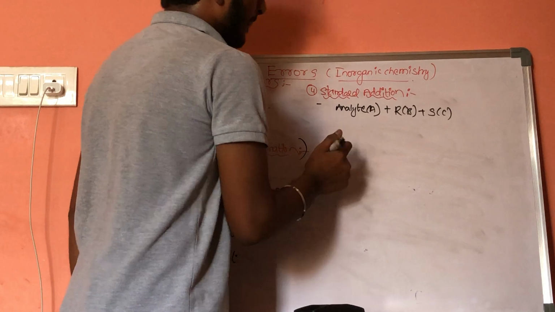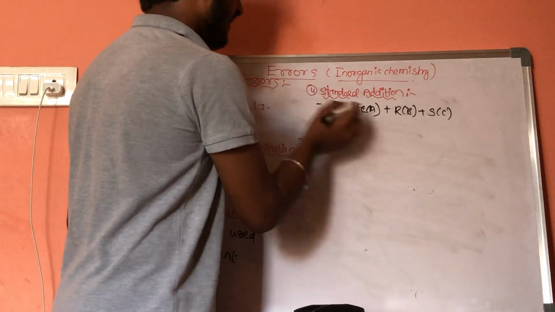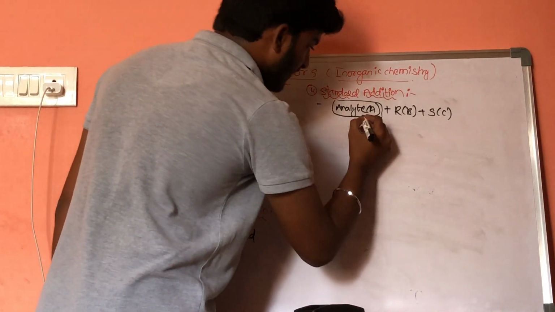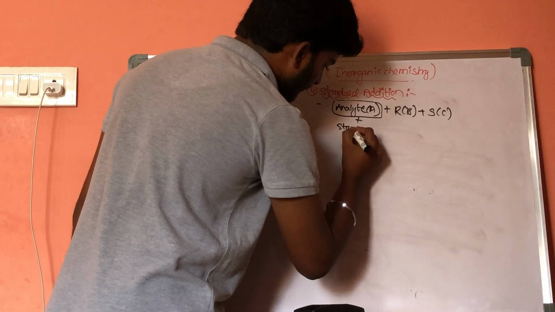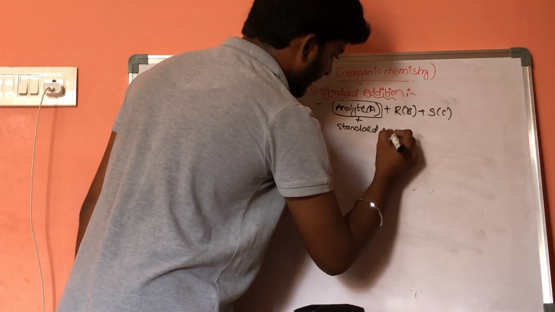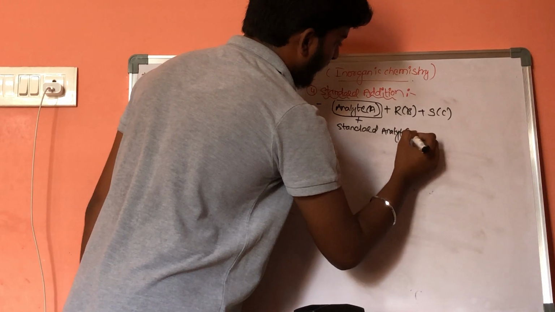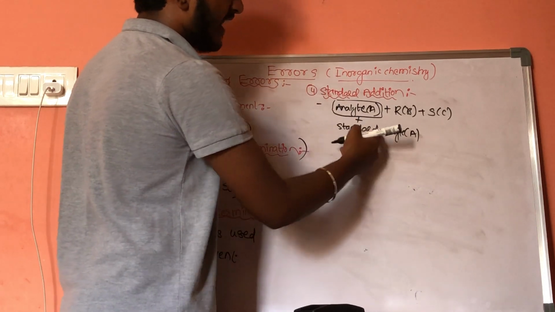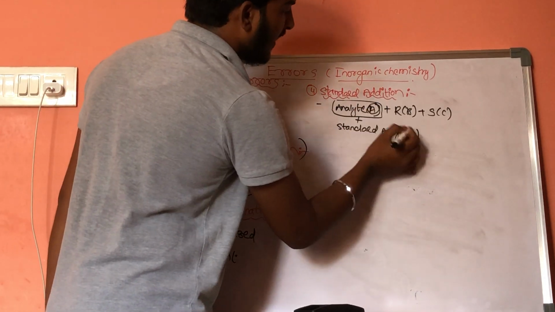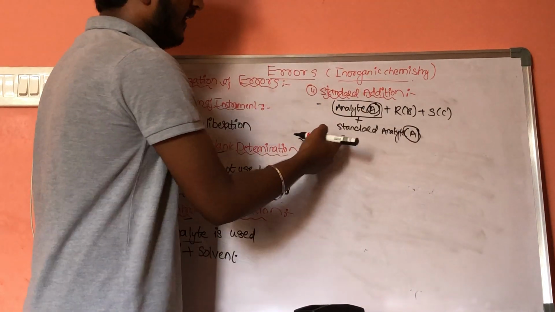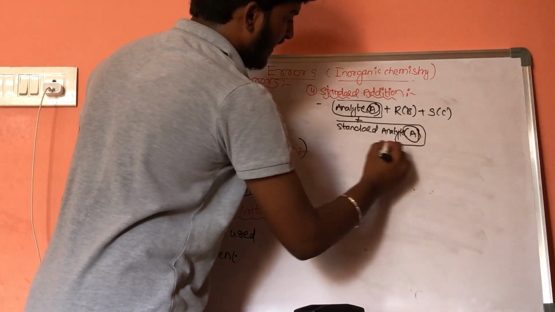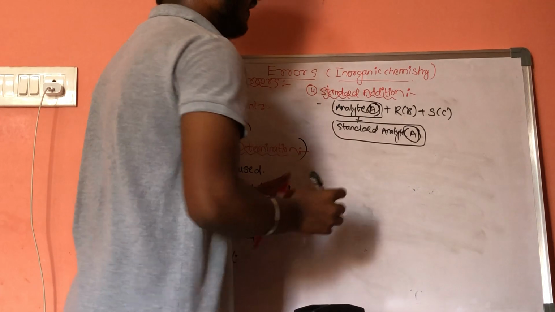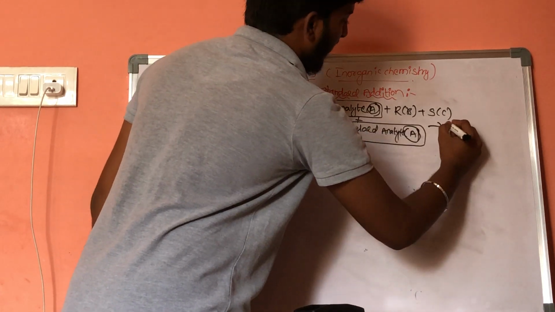Now if we want to minimize the error which is present in this analyte, in standard addition we must add standard analyte A. We must add a known amount of standard analyte A, which is the same form of analyte A but in known form. After adding this standard analyte A to the analyte A, it results in the minimization of the magnitude of error.